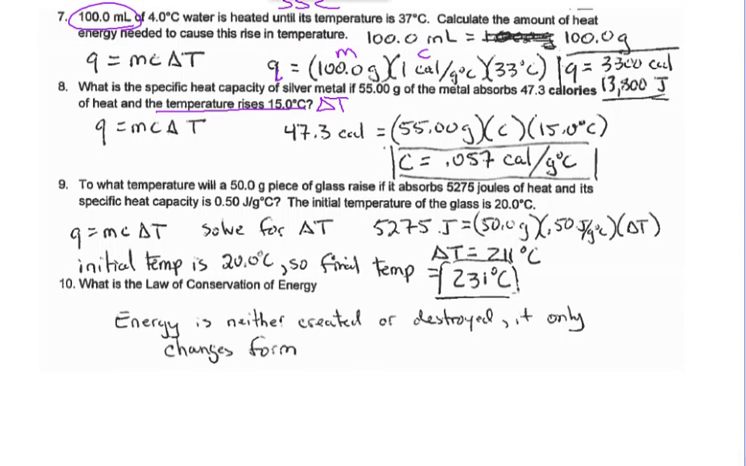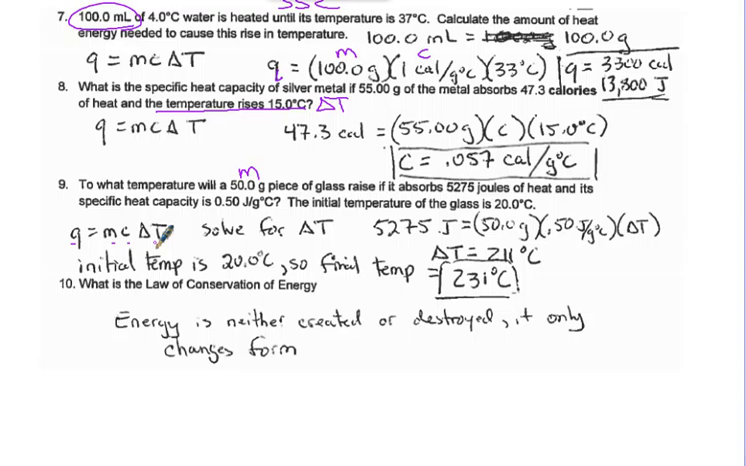All right, number 9. What temperature will 50 grams of glass rise to? Oh, here's our mass. If it absorbs 5,275 joules of heat, that's our Q. Its heat capacity is 0.5. So right there, we have the mass, the Q, the heat capacity. We could solve for delta T. So let's solve for delta T.